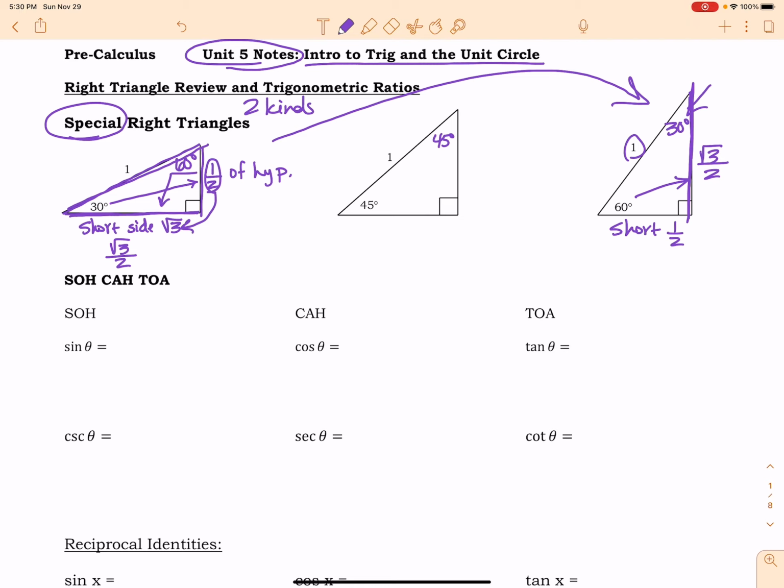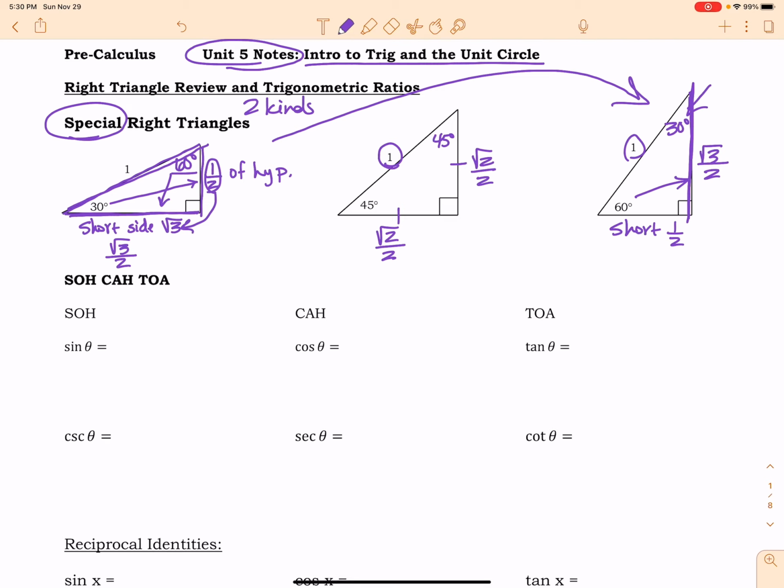All right, so what are the rules for a 45-45 right triangle? Well, a 45-45 right triangle, if you'll recall from geometry, that means that both of these legs of my right triangle are congruent to one another. So that means they're always going to be the same measure. So how do we figure out what that is? Well, if I'm looking at 1 as my hypotenuse, then my legs are going to measure radical 2 over 2.